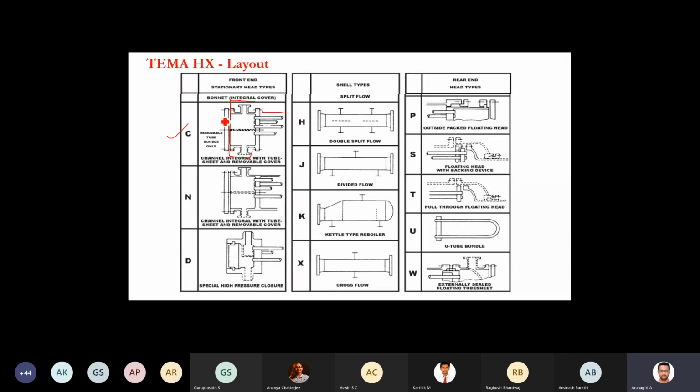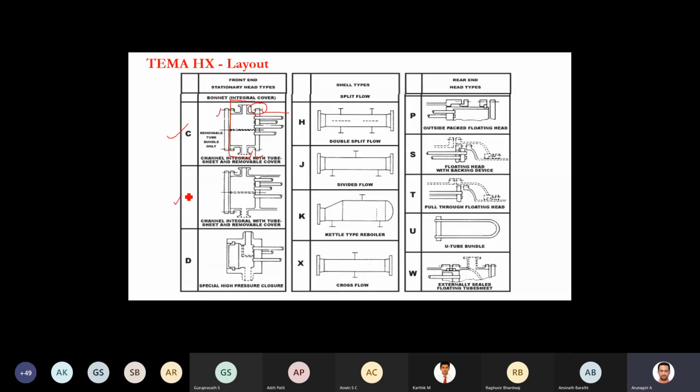This is the removable cover. Here it mentions removable tube bundle. It means that once you remove the channel cover, because it is a temporary joint, once you remove these bolts and nuts, you can remove this. Then you can disintegrate the channel from the cell by removing these bolts and nuts. Then you can take the tube bundle out from the cell. That's why it means removable tube bundle only.